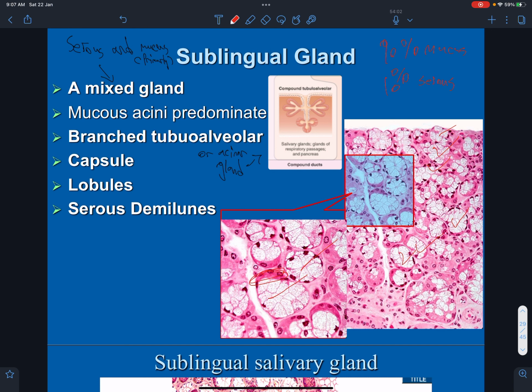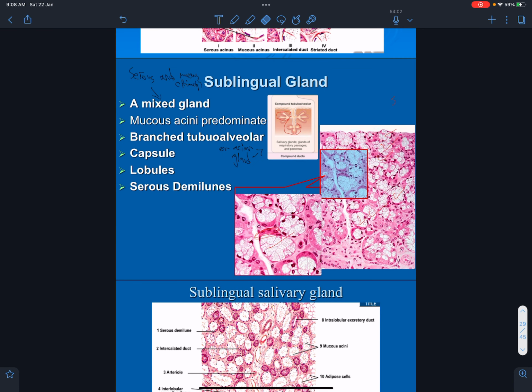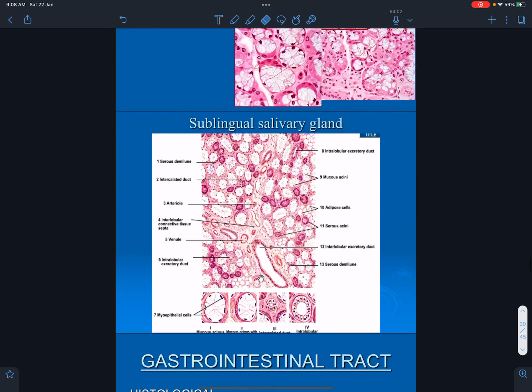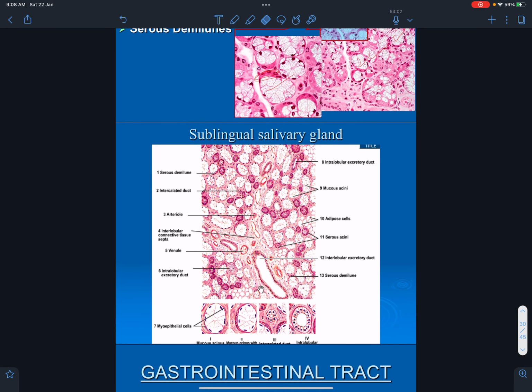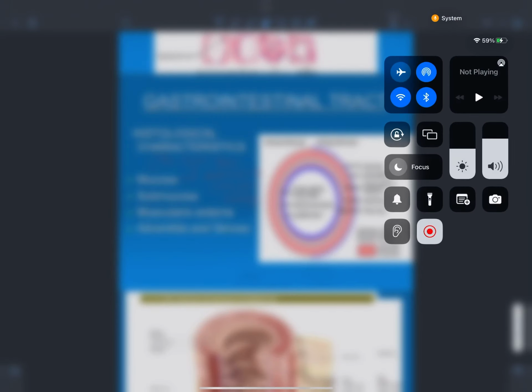And again, it's branched, meaning ducts branching into tubules and acini. Hence the name branched tubulo for mucus, alveolar for serous. Branched tubulo-alveolar glands. And both the sublingual and submandibular consist of serous demilunes. That's it for the salivary glands. Just as easy as I predicted. All right? Now we finished the sublingual, the submandibular, and the parotid gland. Now let's look at the GIT tract, the esophagus.